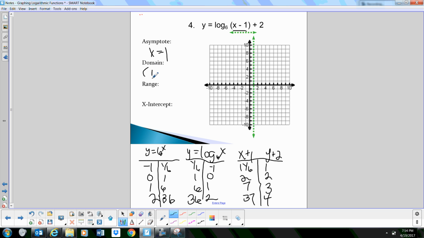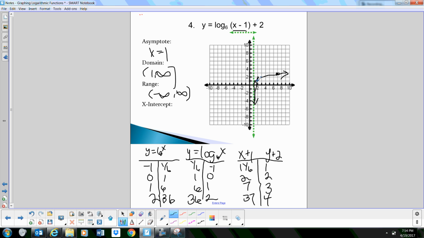This time it starts at 1, because that's where our asymptote is, and goes to infinity. And the range is negative infinity to infinity. And the x-intercept, well, let's look at our chart. Do we have one? Can we see it? We can't really see it from a chart. So 1 and a 6th, that's above the x-axis. 2, 2. 7 and 3. So there are 3 points that create the graph. That's your minimum. You need 3.